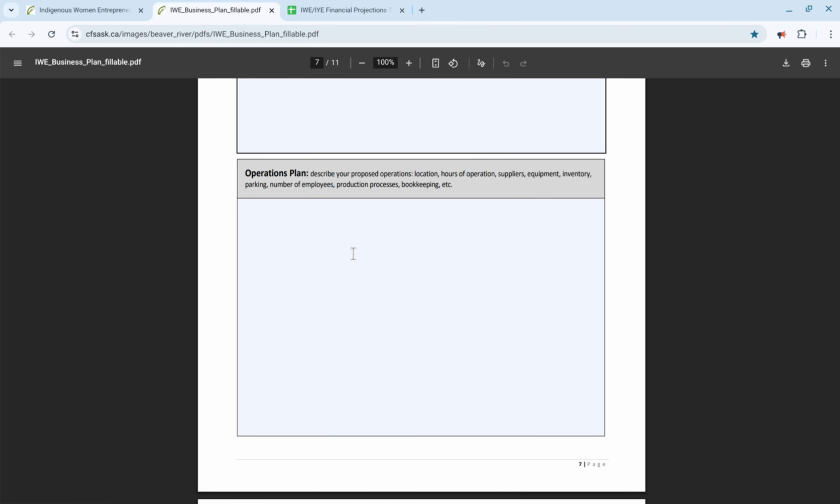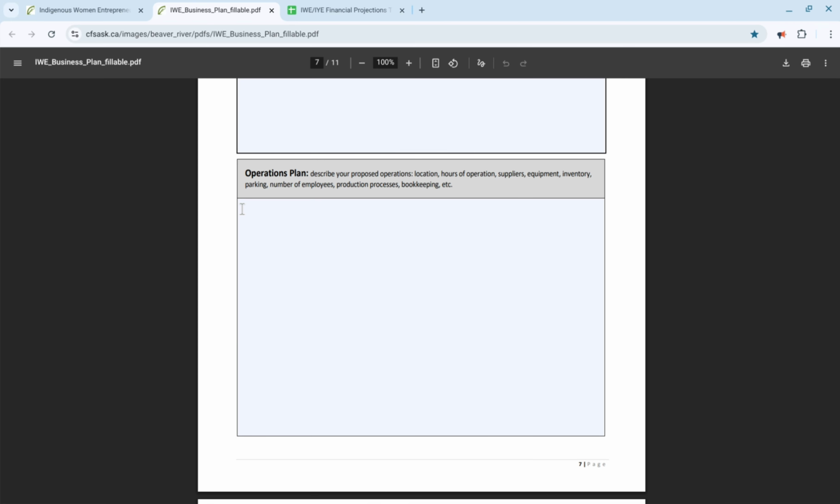You can see this is not a really long section, so you can keep it quite brief. So the first thing there is describe your proposed location. So is this a home-based business? Maybe you're doing bookkeeping or web design from home. Do you have a cafe where you have a commercial space? Is this a construction company where you're working on site?